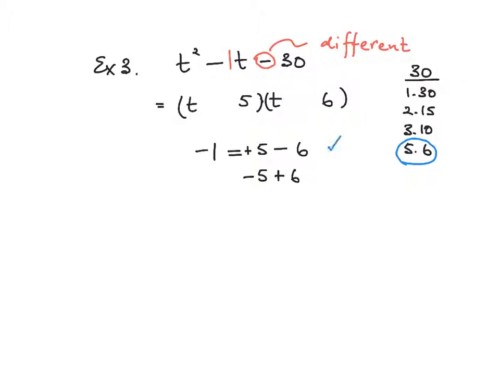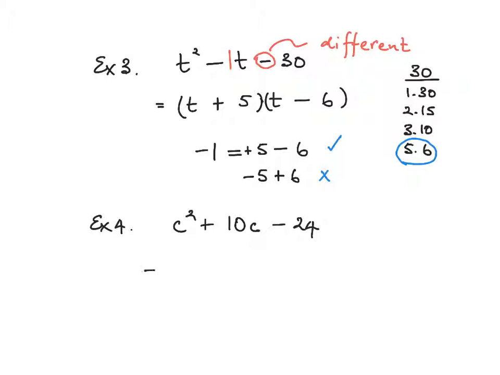5 take away 6 is minus 1. Minus 5 plus 6 is plus 1. That's not what we want. So, we want the 6 to be negative and the 5 to be positive.